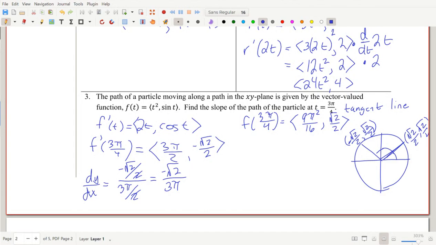So my preferred form is y equals. My slope is negative square root of 2 over 3 pi, times x minus x1, so that's going to be x minus 9 pi squared over 16, plus y. So that's going to be plus square root of 2 over 2.